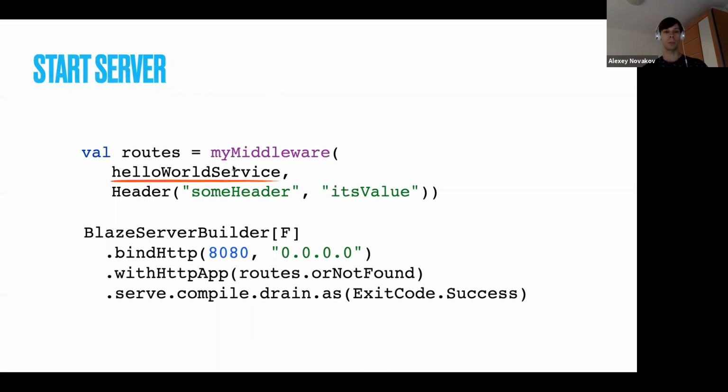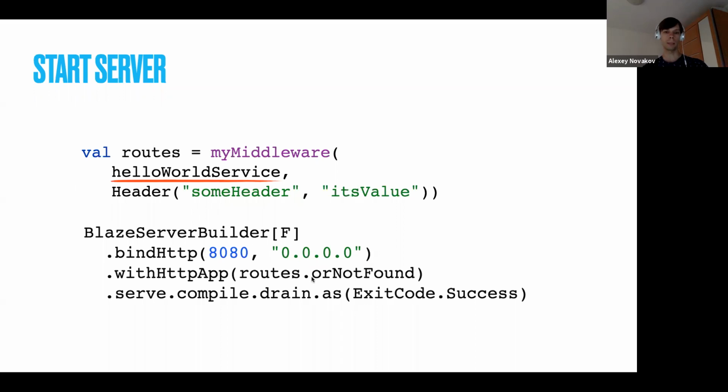So finally, we wanted to use this middleware. We call that function my middleware. We give some routes that were constructed by us. We specify which header we want to add, and we start our server, usually using standard syntax from http4s. So we run the builder, we bind to some port on the host, we plug in the routes with the default choice to not found. So if a user hits some undefined route in our web app, it's going to return 404.